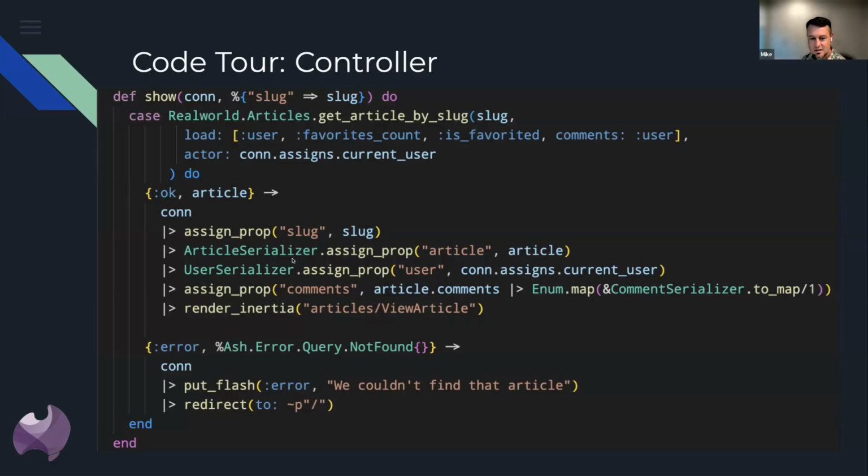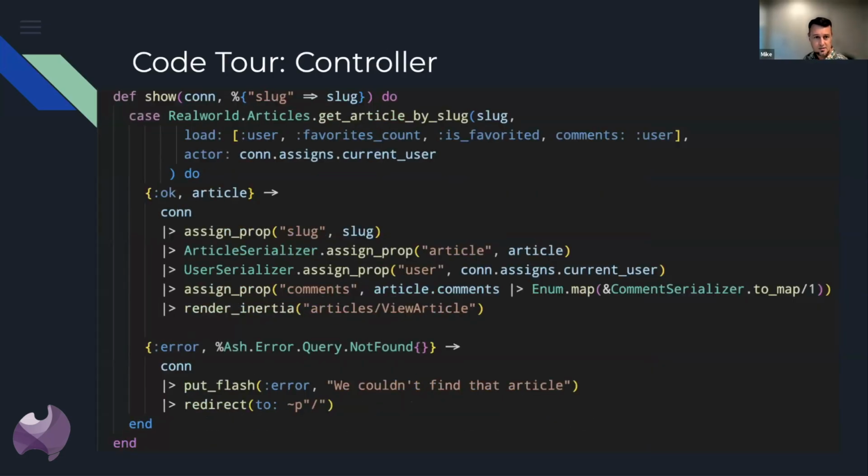I'll show you one of those in a sec. And then we call render inertia. Instead of, in normal Phoenix where you'd say render and then the name of the template, you just say render inertia and which page component should we use to render these props that we've just put on the conn. So it should be very similar to what you might have done in Phoenix MVC, but you just change the functions that you're using to assign data and then render a view. And then, as you can see here, you just use your regular old put flash and redirect if you hit an error.